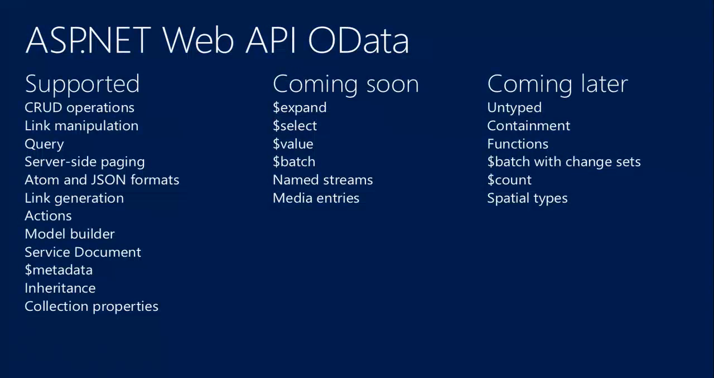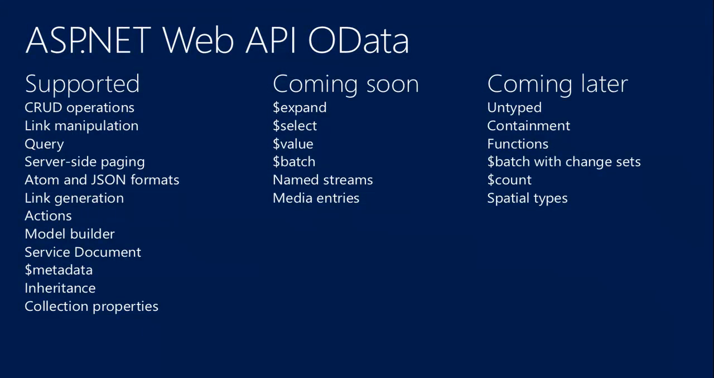All right. I thought it'd be useful just to go over real fast what features are already out and supported, what features are coming soon that are in preview, and what features are still not done but are coming later. We support CRUD, link generation, query, server-side paging, Atom and JSON formats, actions, model building, and so forth. That's all the stuff that you saw. The stuff that's coming soon, select and expand, are out, but they're not supported yet. They're in our preview builds. You can go play around with them.